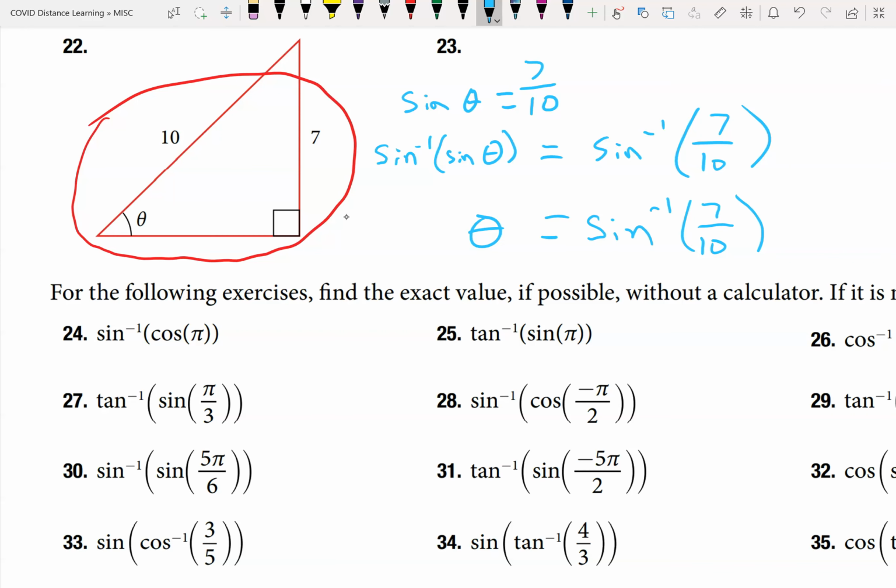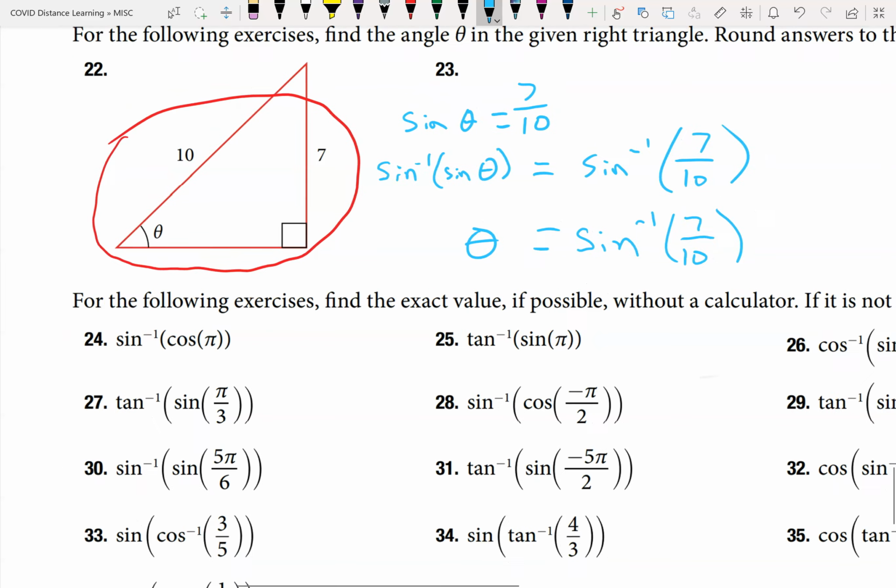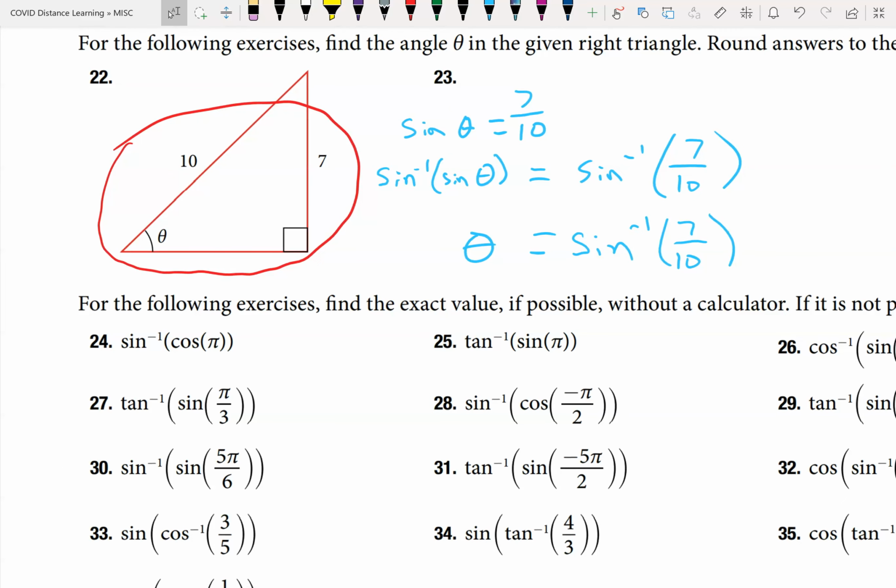You can get on your calculator and find it. Ask your calculator or just Google: what is the inverse sine of 7 over 10 in degrees? It's 44.4. That looks reasonable to me. That's real close to 45. Can you see that this 7 side and that other side would be real close to each other? Because if it were 45, they'd be exactly the same. 45, 45, 90.